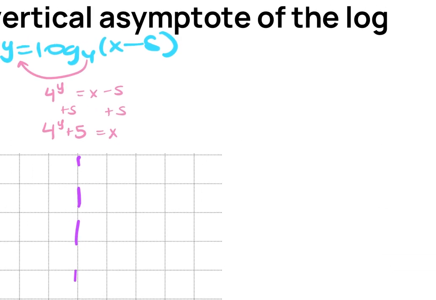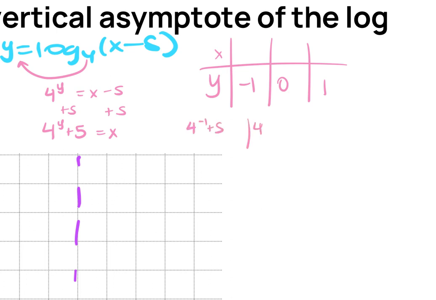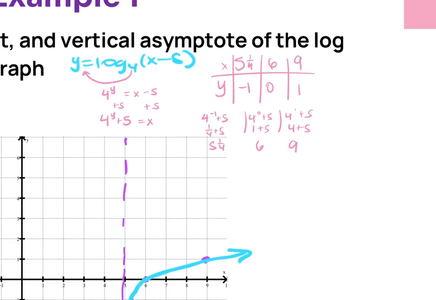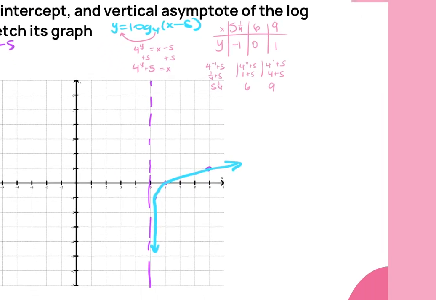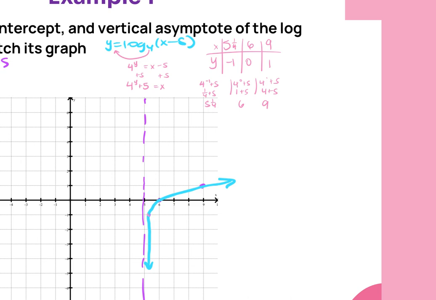Now I could plug in for x, but it would be weird. It would be like a guess and check. So instead, I plug in for y. I'd get 4 to the negative 1 plus 5, 4 to the 0 plus 5, and 4 to the first plus 5. 1/4 plus 5 is 5 and 1/4. 1 plus 5 is 6. 4 plus 5 is 9. And they're the same points. This time I don't have to flip them: 5 and 1/4, negative 1; 6, 0; 9, 1.